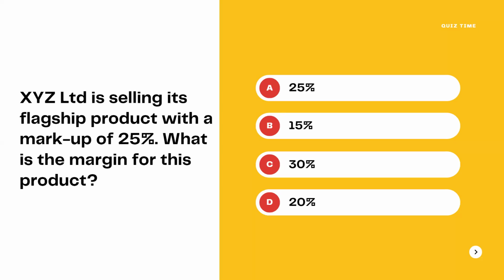So let's try some questions here. The first question for this part is about the calculation of margin based on the markup. Okay, so for a company, the markup is 25%. And how much is the margin?